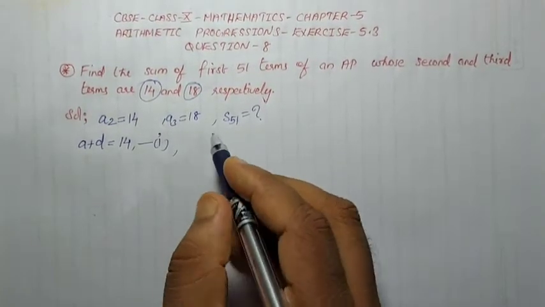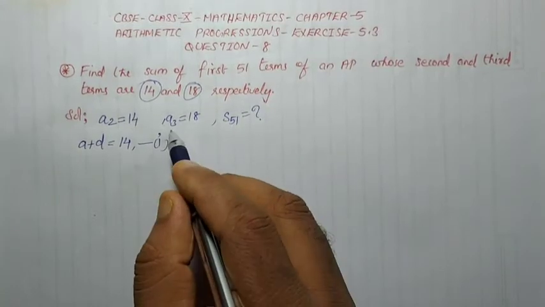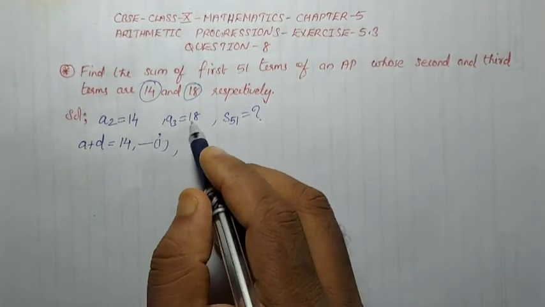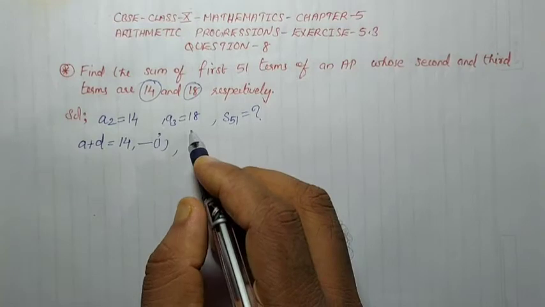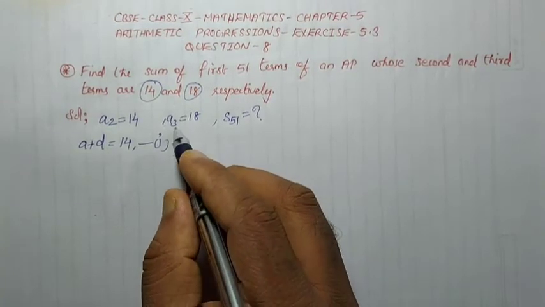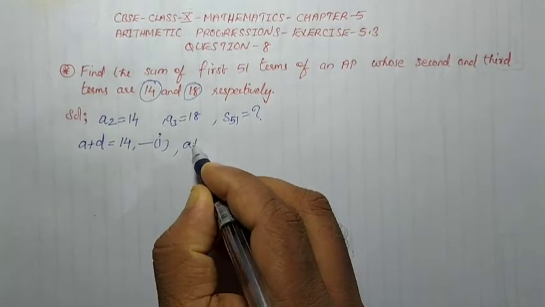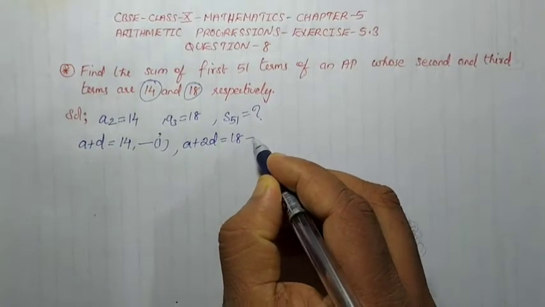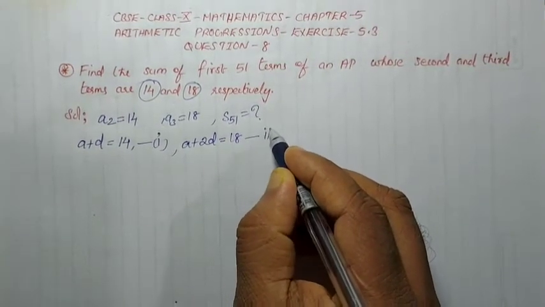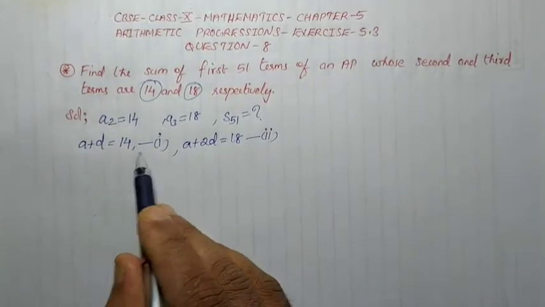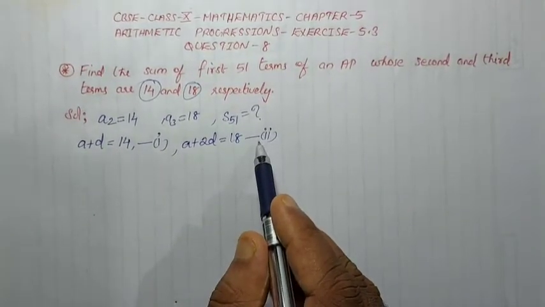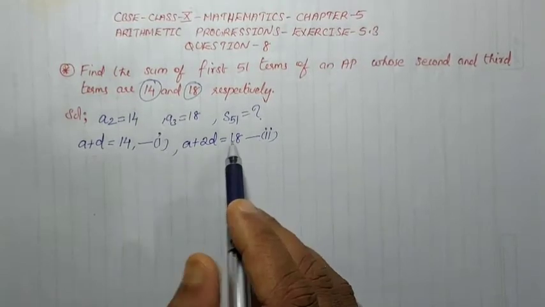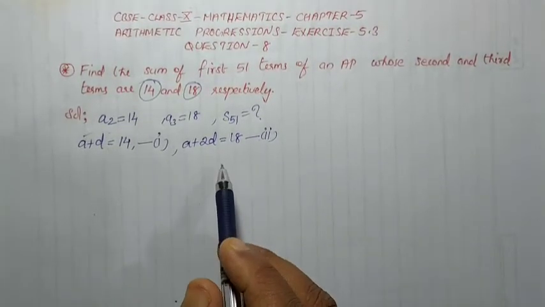And A3 is also given. A3 is 18. What is the standard form of A3? A3 is equal to A plus n minus 1 into D. That means A plus 3 minus 1, 3 minus 1 is 2D, is equal to 18. So you can take it as equation number 2. Now we can solve these two equations and find the value of A and D.